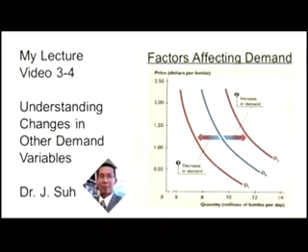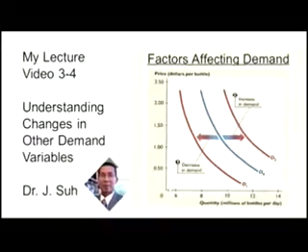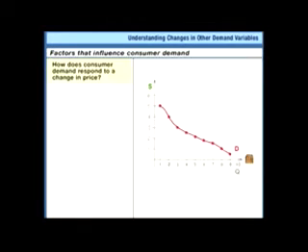In this lesson, we're going to do a summary of all of the factors that influence consumer demand, and we're going to show how each of those factors appears in the demand curve diagram. Let's start with the easiest case. How do we show a change in consumer behavior in response to a change in the price of bread itself? This is easy. If the price of bread changes, the consumer moves along the existing demand curve.